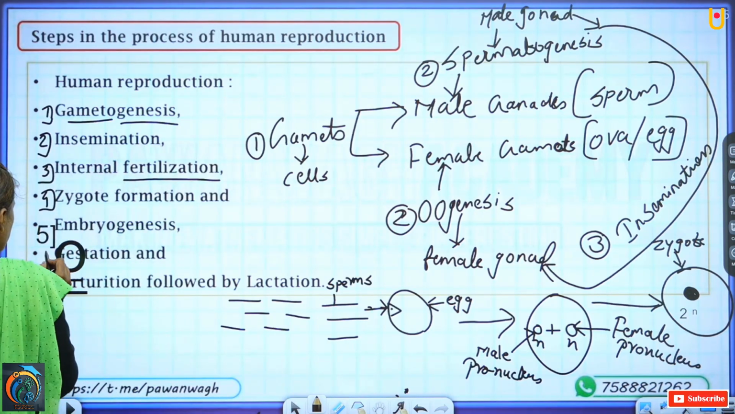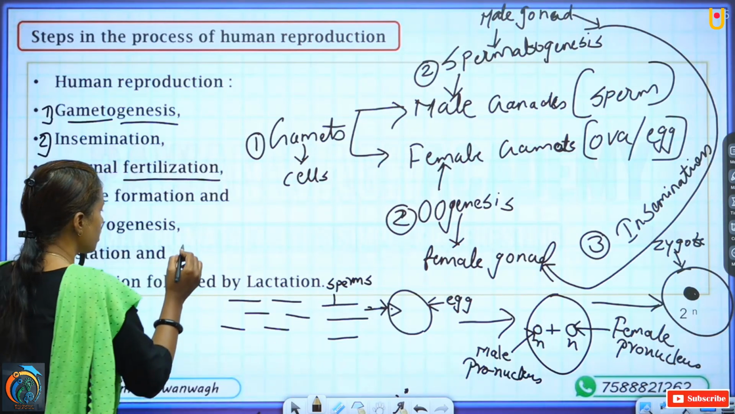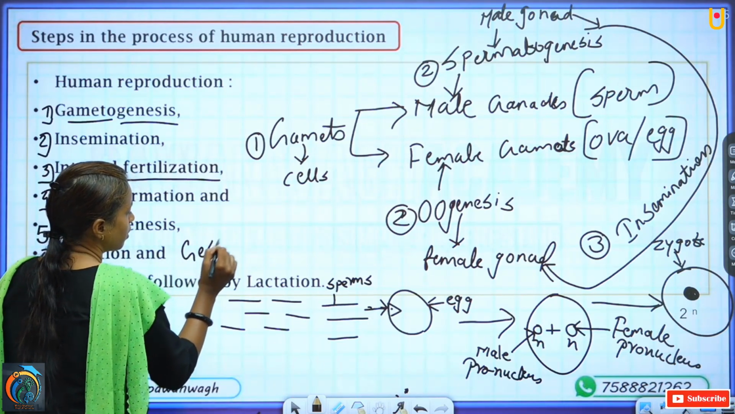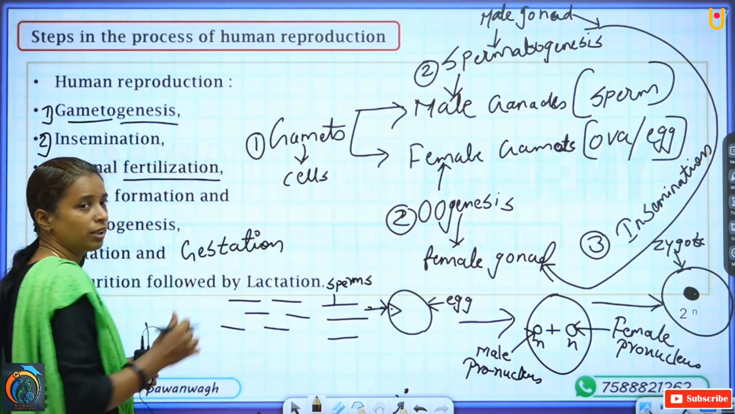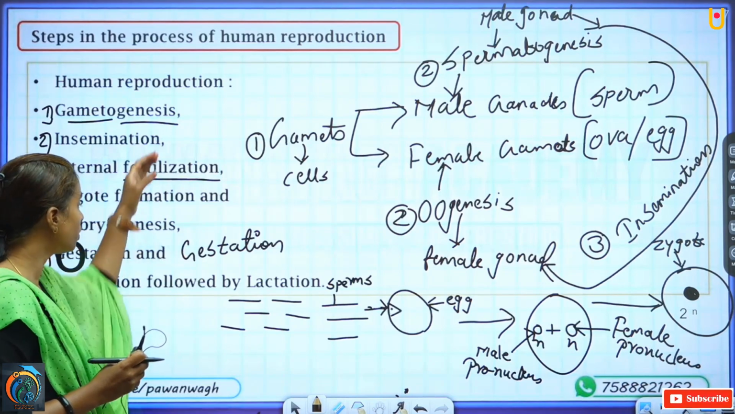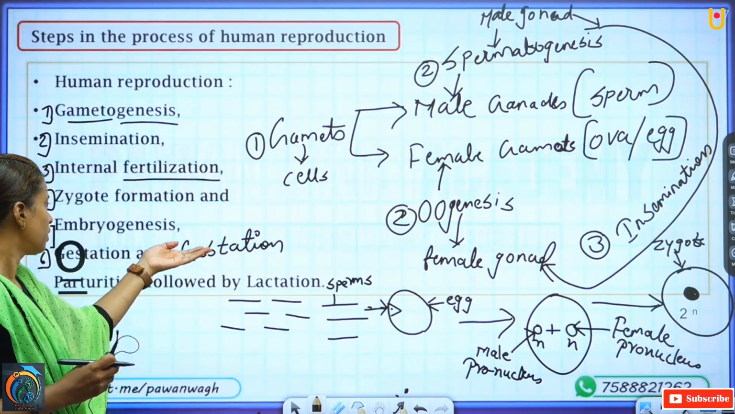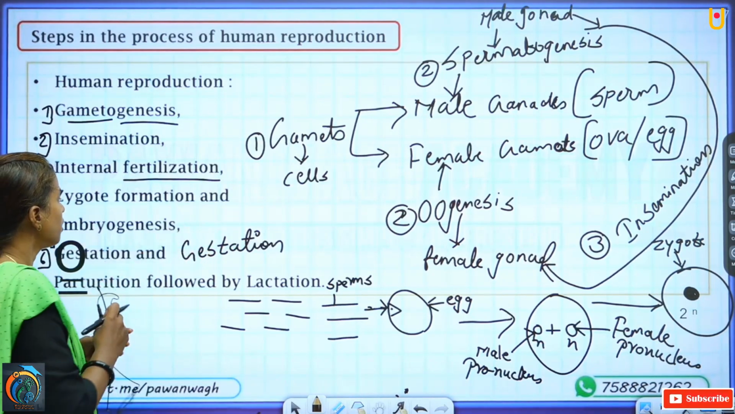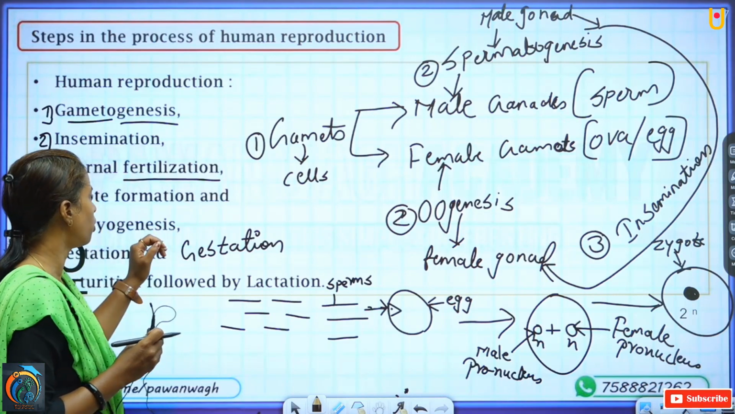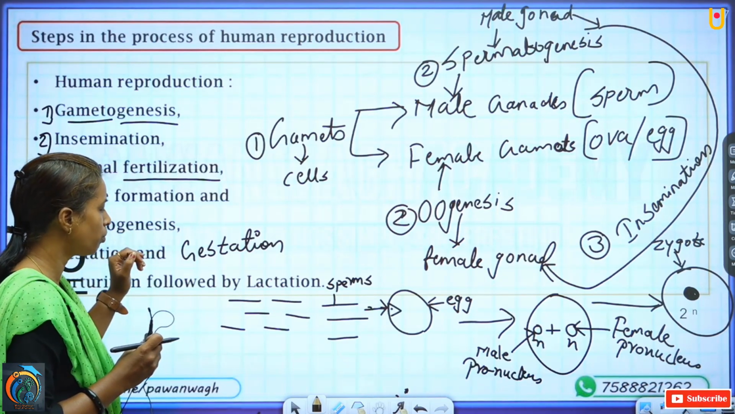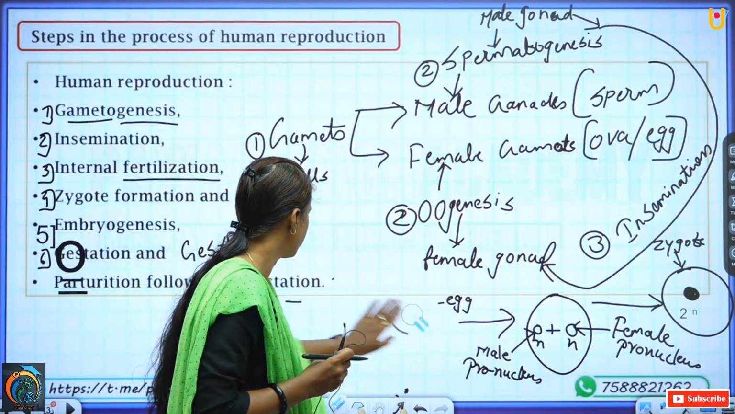Now, the next stage is gestation. What is that step? Gestation. The next step of human reproduction is gestation. Again we will clear up embryogenesis. The embryo will form, but how will the embryo form? Again we will see that process in detail.